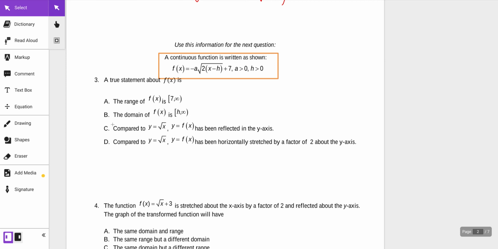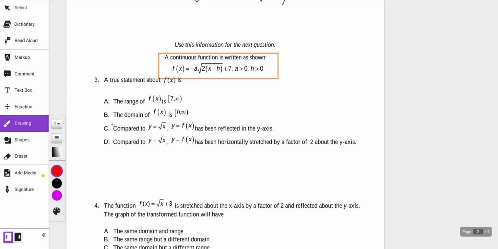A true statement about f of x is: the range of f of x is 7 to infinity. The domain is h to infinity. Compared to y equals root x, it's been reflected in the y-axis. Compared to y equals root x, it's been horizontally stretched by a factor of 2 about the y-axis. Okay. Let's talk about what we got.